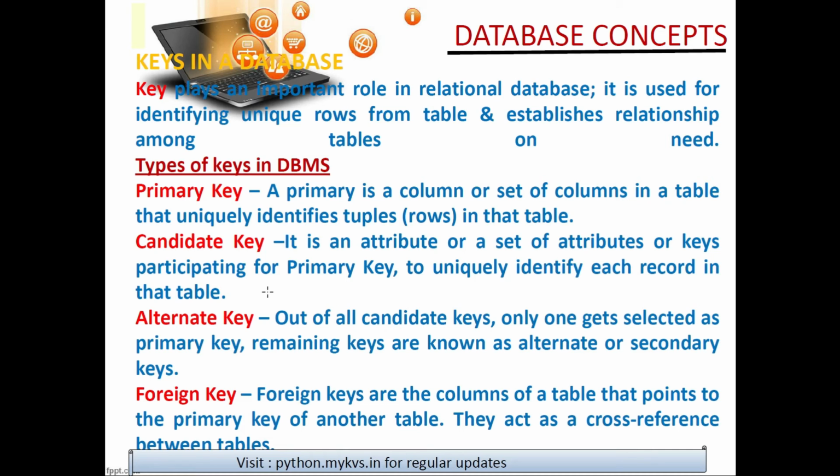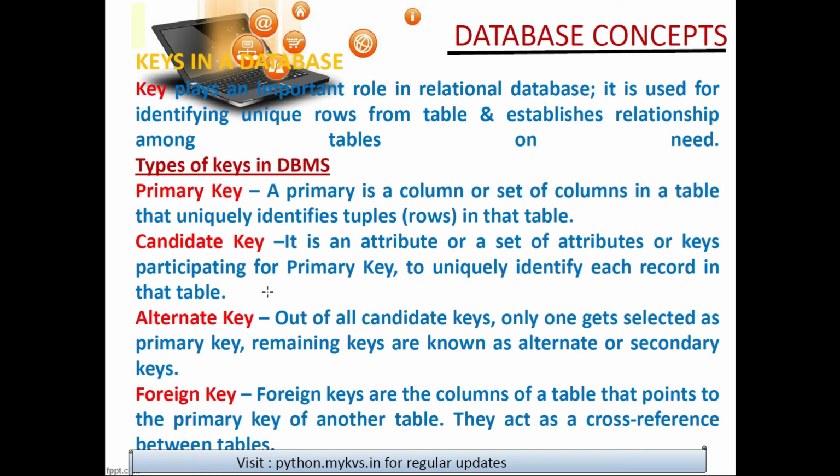Foreign keys are the columns of a table that point to the primary key of another table. That is what we have to refer to. They act as a cross reference between tables. So if a foreign key has been defined, there must be two tables, and one table will refer to the primary key of the other table. Suppose table A and table B, and the primary key of table A is referred to from the second table. In that case, no insertion will be possible in the second table, and no deletion will be possible from the first table.